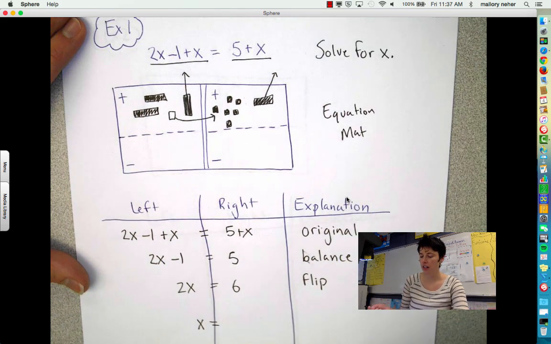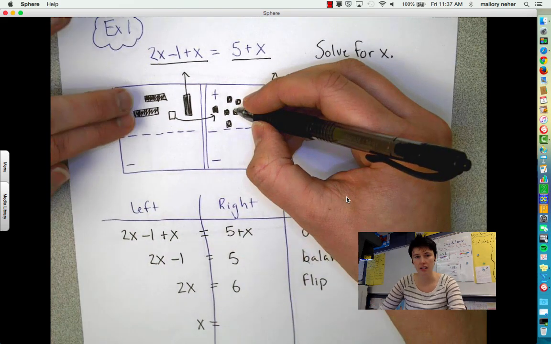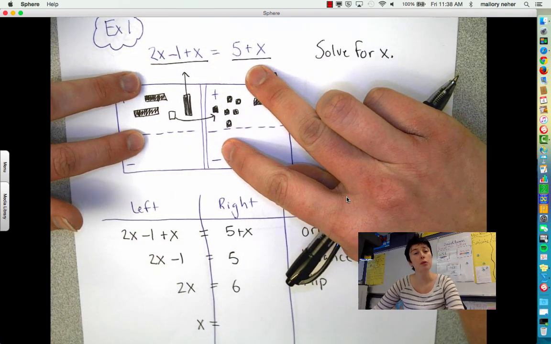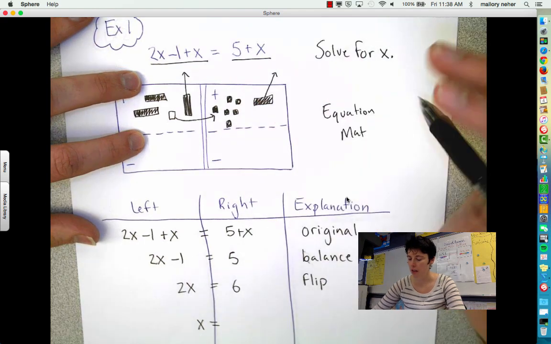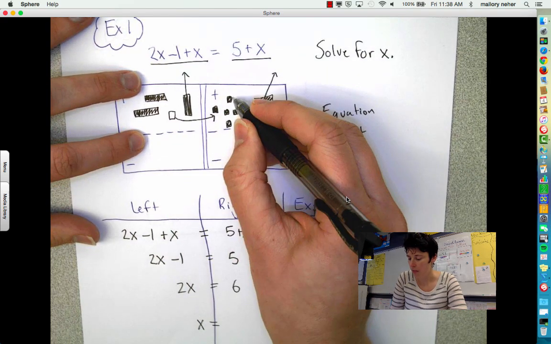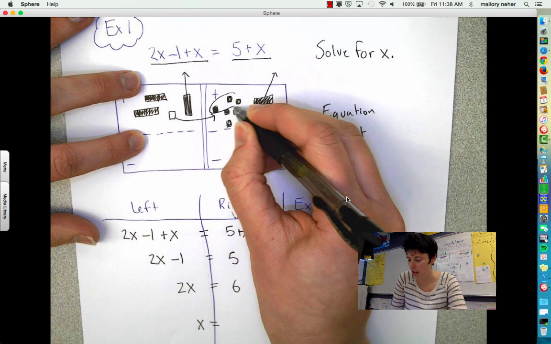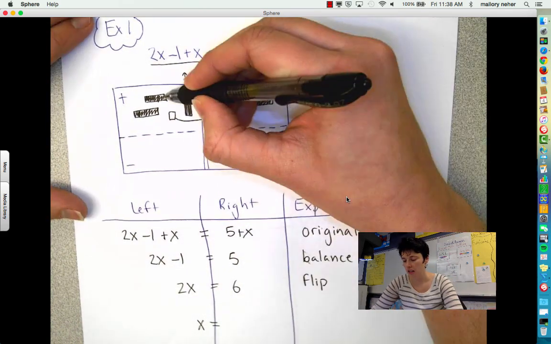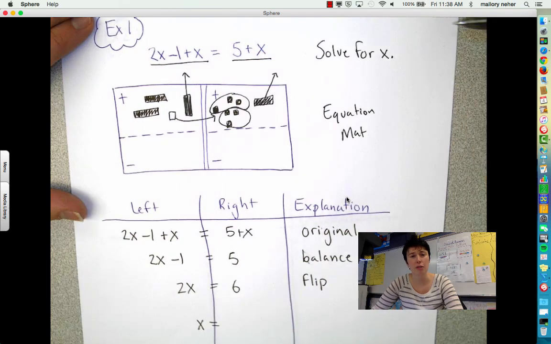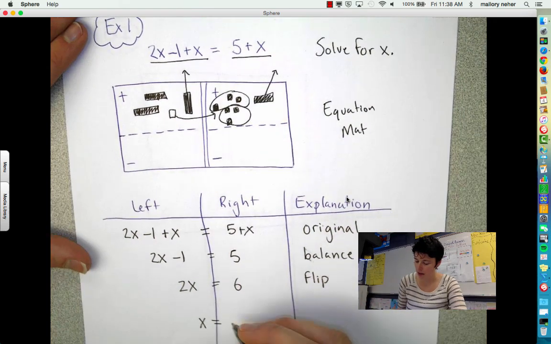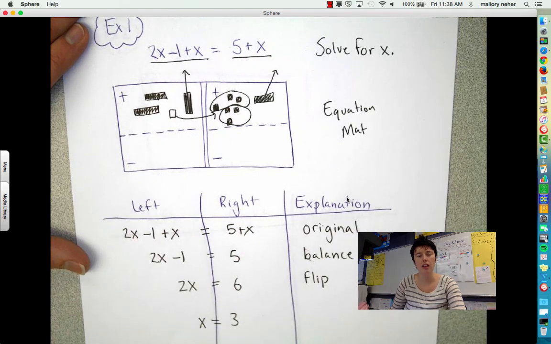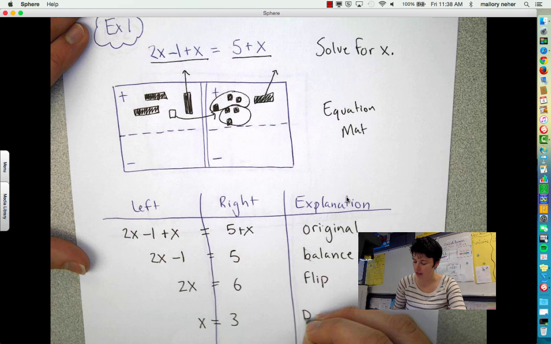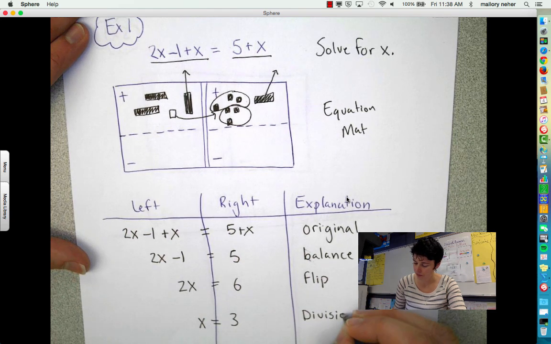So the next move here is to say, okay, if 2x's equals 6 units, let's split that up and say, what does 1x equal? If you think about it, here's an x. I'm going to split this group in half. There's 3 here and 3 here. So each x equals 3 when I divide that group in half. So in my last step, I'm going to say x is equal to 3. And I know that because I divided it into 2 equal groups. So my reason is division. And there's my answer.